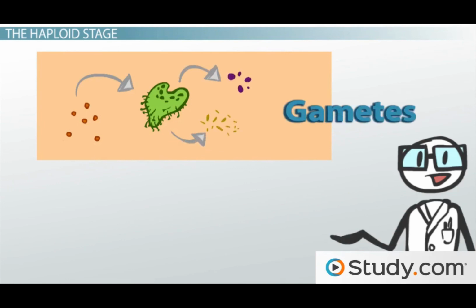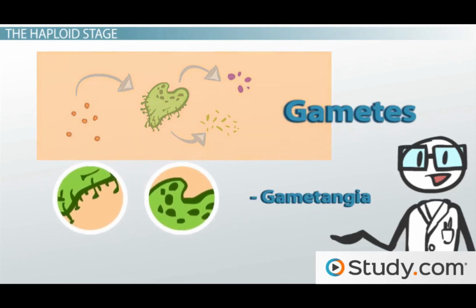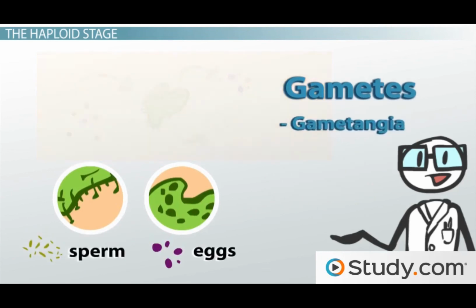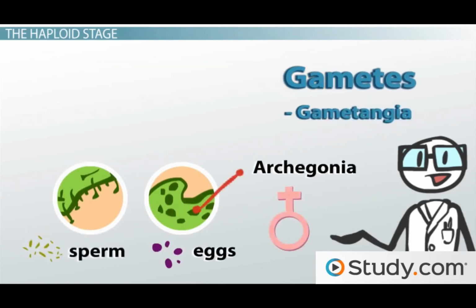Gametes are made in a specific area of the gametophyte. Gametangia are organs in gametophytes that produce gametes. There are two types of gametangia. One produces eggs and the other produces sperm. The archegonia are the female gametangia that produce one egg at a time. The antheridia are male gametangia that produce many sperm.